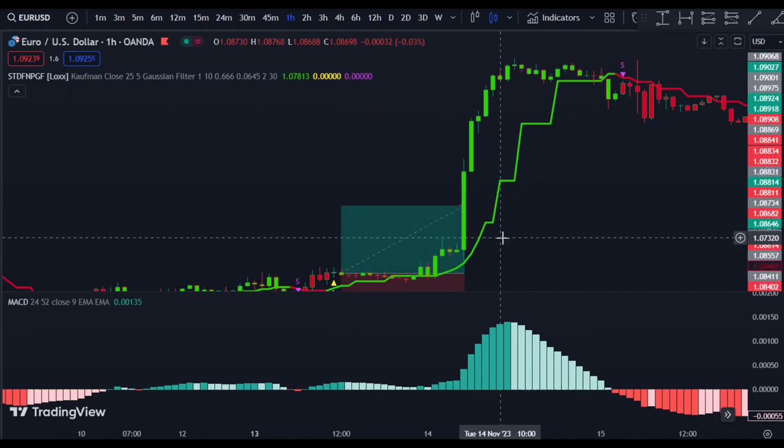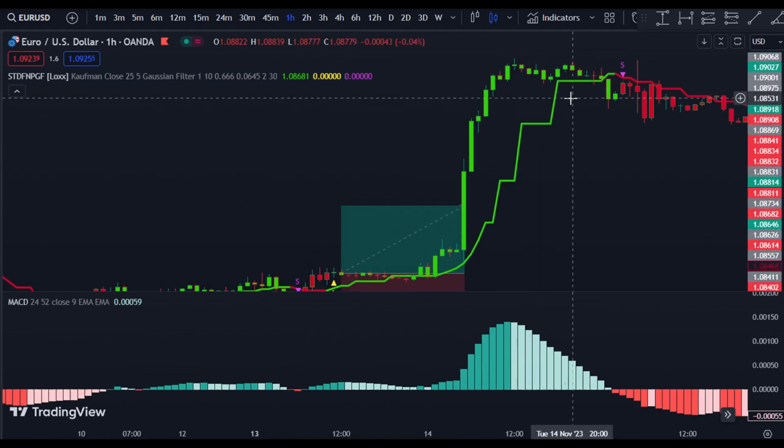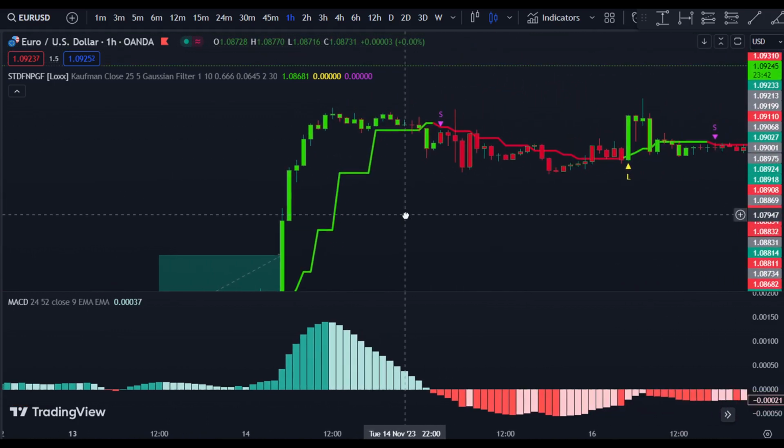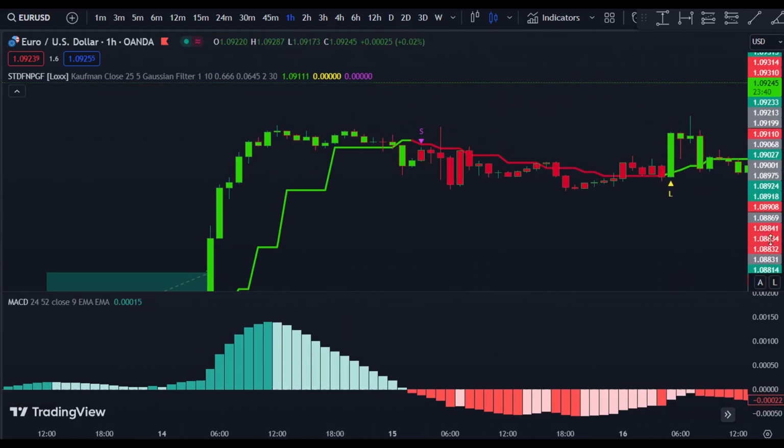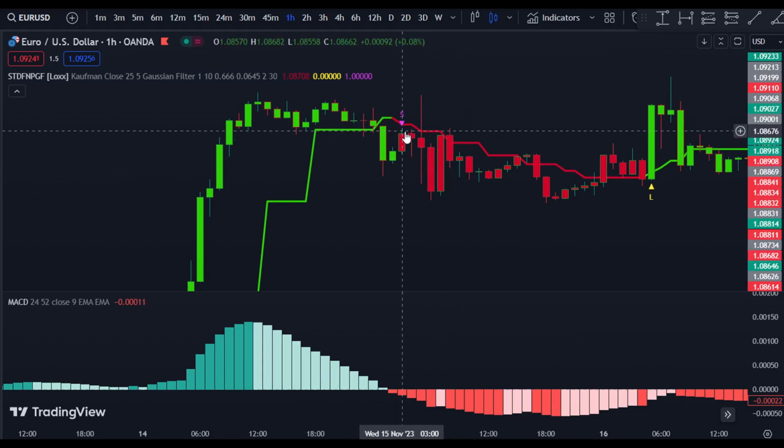For our short positions, we want to look for the opposite. We want to wait for the red line to appear, and then we're going to wait for a sell signal to close on this bar. Once that happens, we're going to identify if the MACD is in the red or not. If it is, we can take our short position. So we're going to set the price right here.